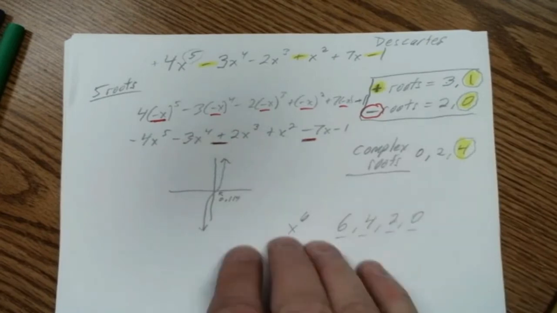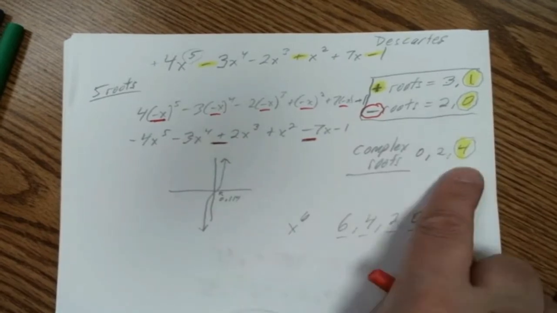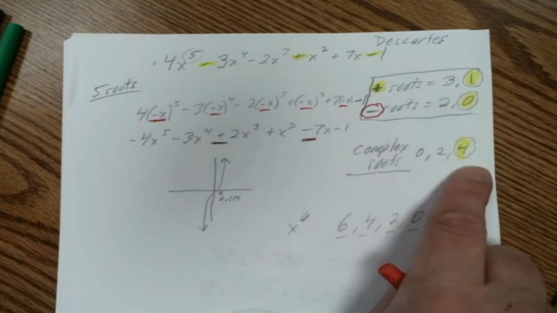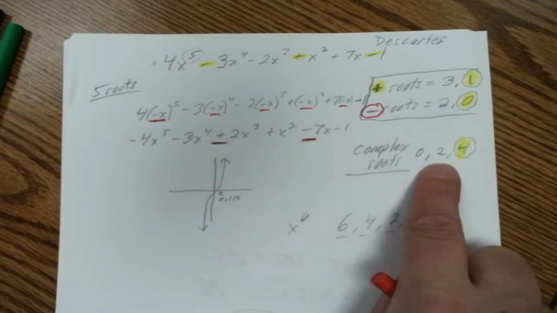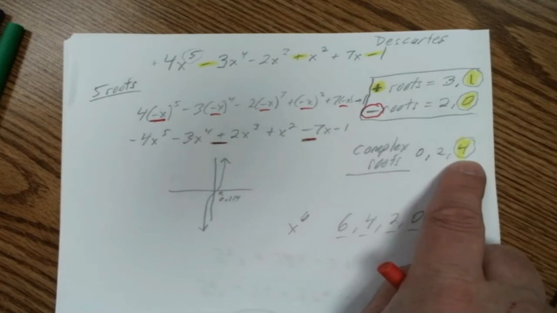Now, this doesn't ask us to find those 4 imaginary. It doesn't even ask us to confirm that there's 4. It just wanted us to predict how many there could be. And there could have been 0. It could have been 2. That turns out it was 4, and we predicted that.